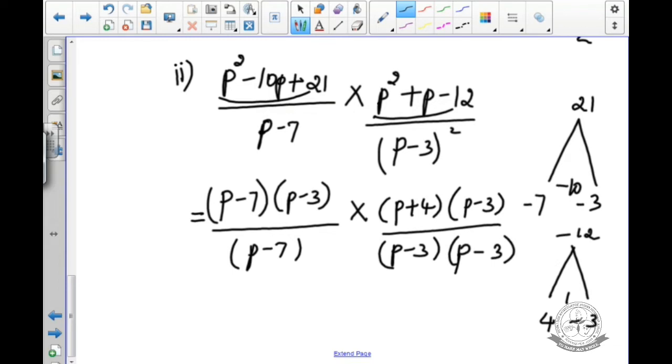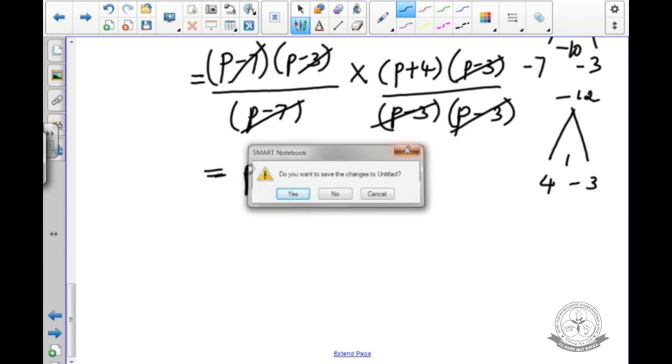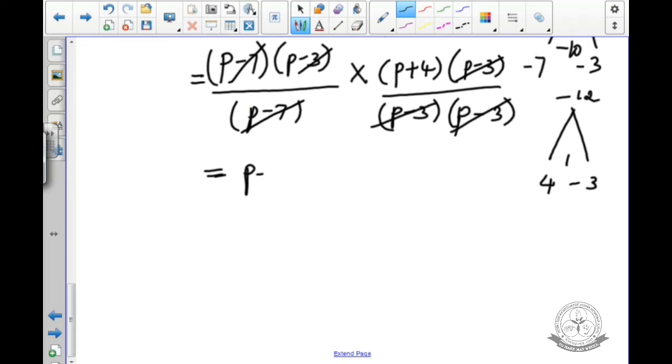So here also I can do the cancelling. Here I have p minus 7 in the numerator. In the denominator also I am having the same term. So here I can do the cancelling. Then p minus 3 also I can do the cancelling. Then p minus 3 also I can do the cancelling. So the remaining term, only one term, that is p plus 4.